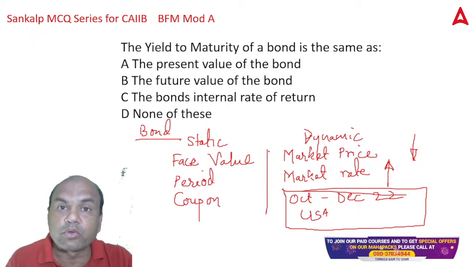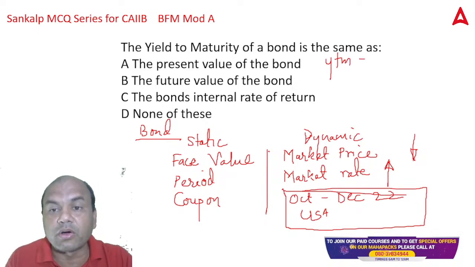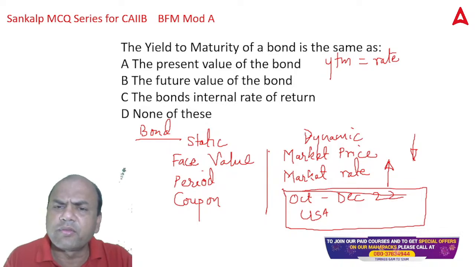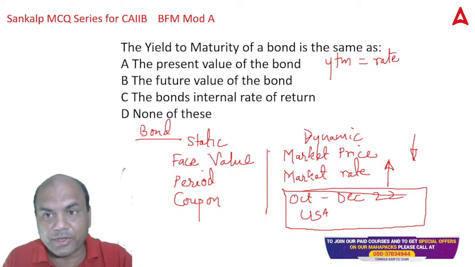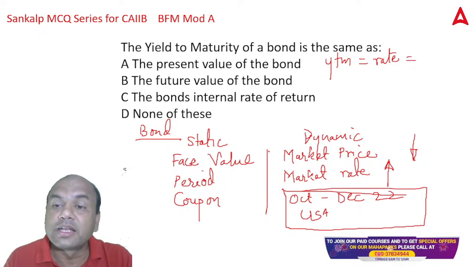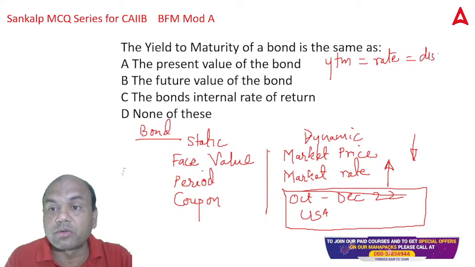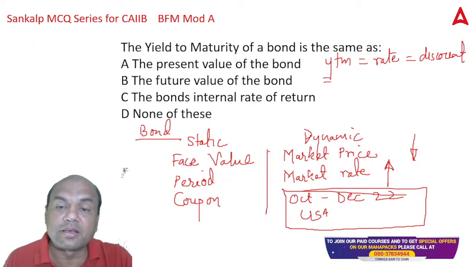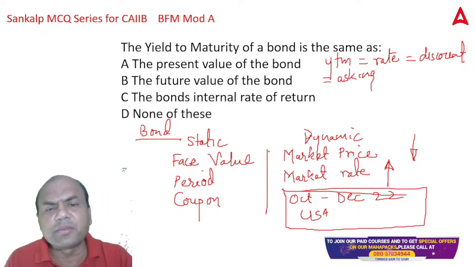There are 4 to 5 names to this YTM. YTM will be called YTM, yield to maturity, or the market rate, R. All of these are called R. Next one you call it discount rate. Any name can be given. Then asking rate. So any name can be given.